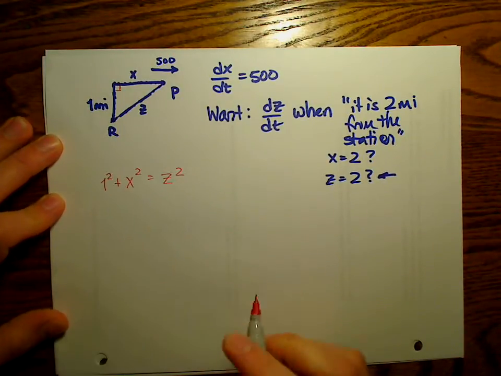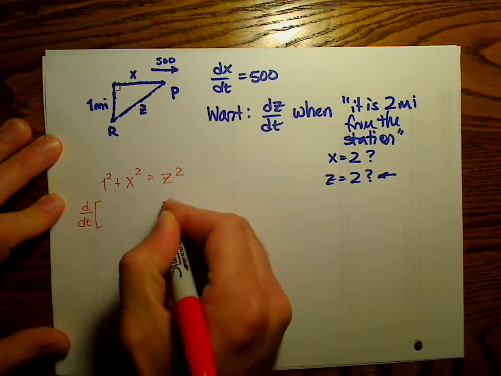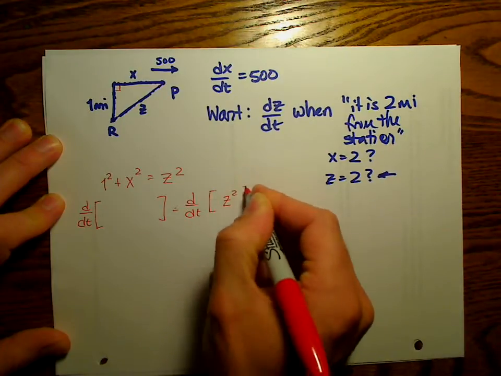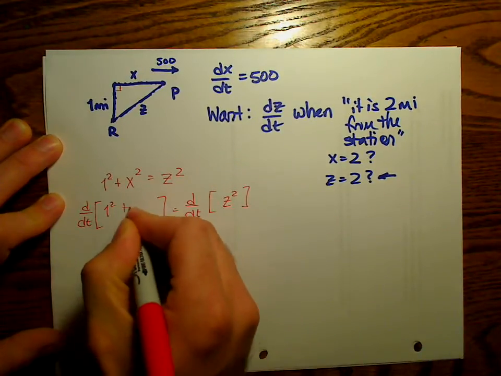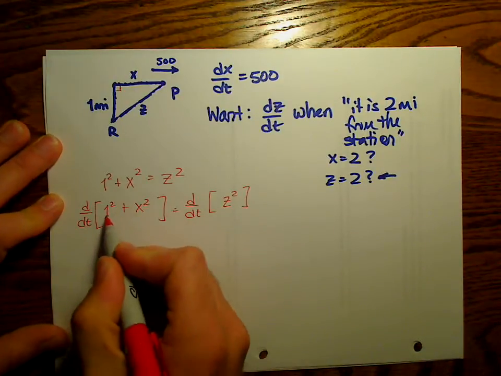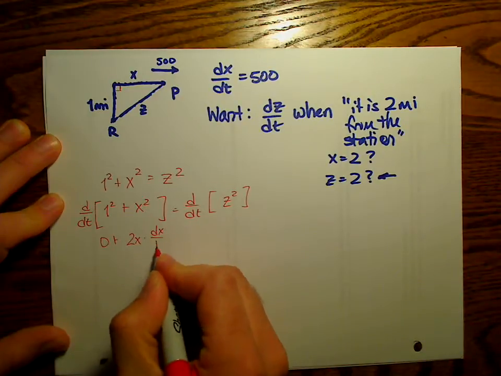I guess I could simplify that 1 squared, but in the end I'm going to be taking the derivative of both sides with respect to time, as we always do with related rates problems. And so it's 1 squared plus x squared. Do our derivatives. Derivative of a number is 0. That is 2x times dx dt.